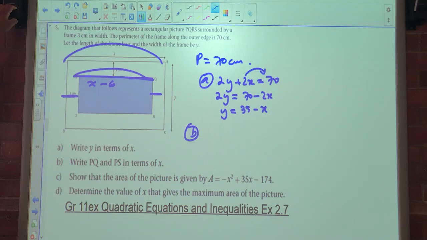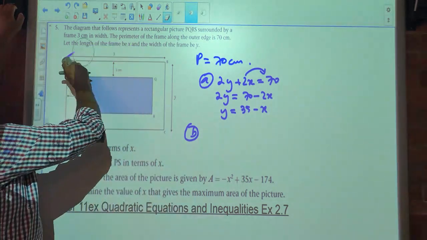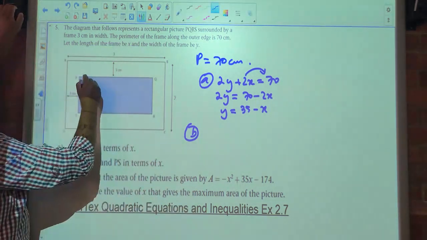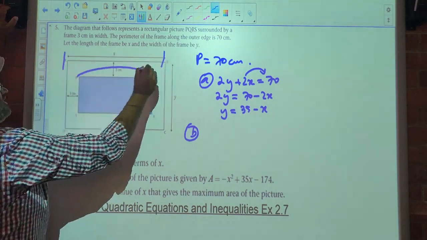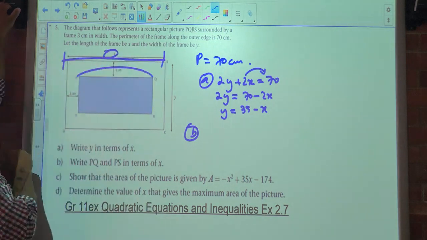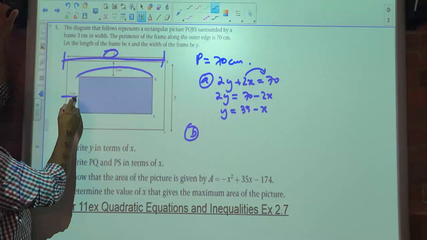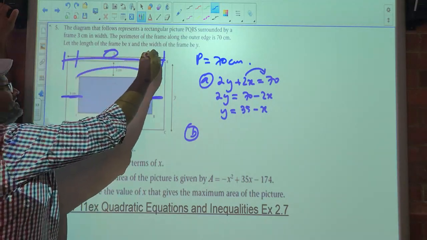You see that, people? Let's do it again. Do we understand? Remember, they want PQ in terms of X. Now you see this length here. What is that length from there to there? It's X. Can you see that? That was given as X. But this is 3 and that is 3. So we must take 3 off from there and 3 off from there.